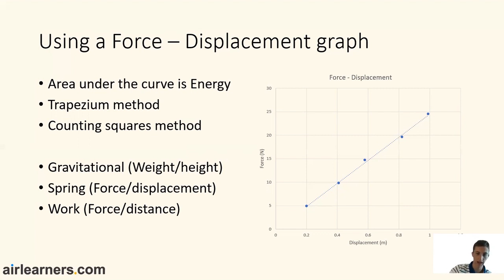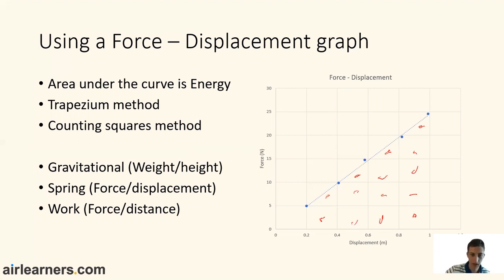So you can count the number of full squares. So 1, 2, 3, 4, 5, 6, 7, 8, 9, 10. Those are all the full squares. And then you've got a few half squares. So that one and that one adds up to 1. And that one and that one adds up to 1, roughly. So it's an approximate method, but it works.